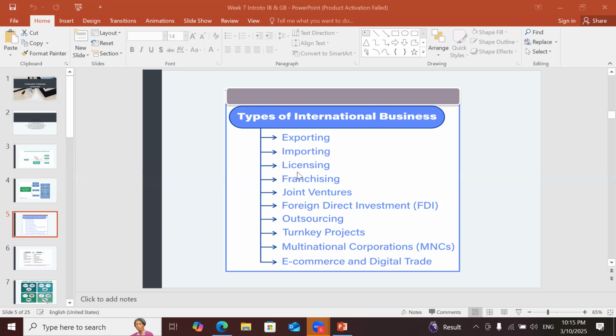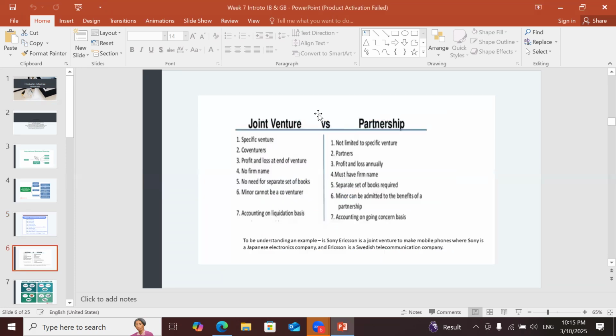Now I am going to another slide about some important topics. Joint venture and partnership. In a partnership, it is not limited to a specific venture. Anyone can partner to do business.